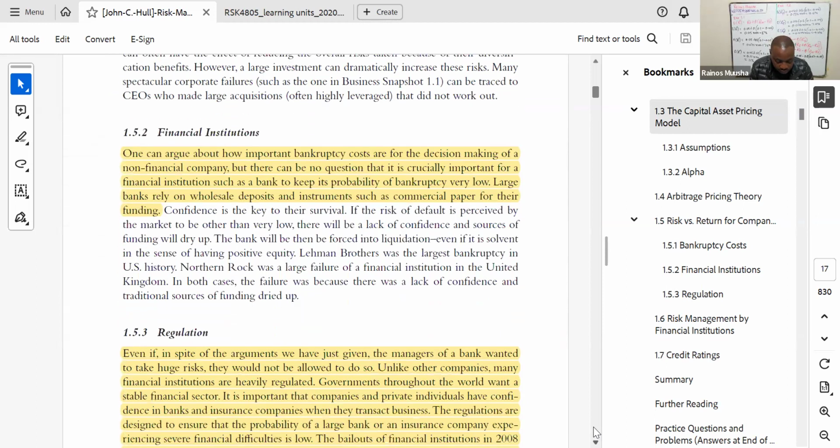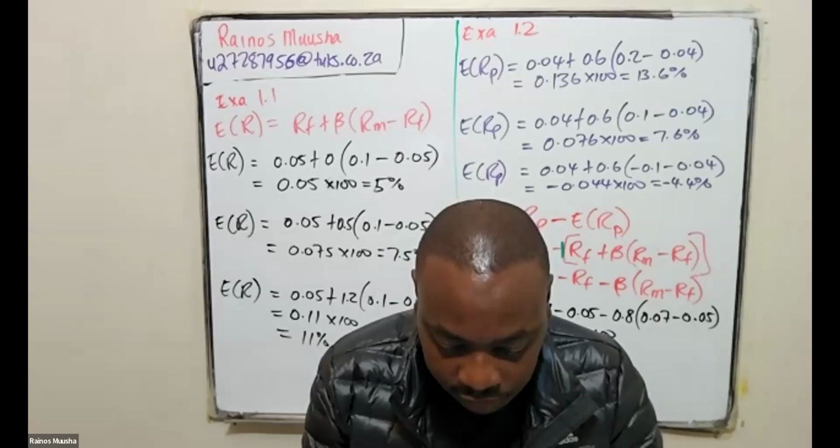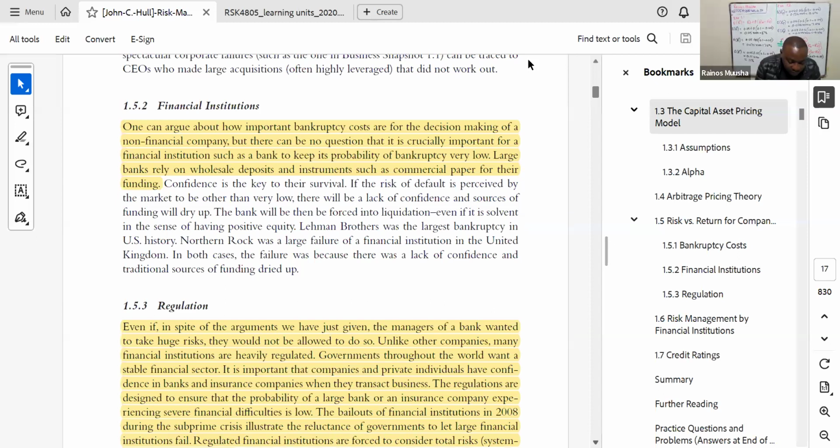In section 1.5.2, we also look at financial institutions. They say one can argue about how important bankruptcy costs are for the decision-making of a non-financial company, but there can be no question that it is crucially important for a financial institution such as a bank to keep its probability of bankruptcy very low. Large banks rely on wholesale deposits and instruments such as commercial paper for their funding. Because of that, they cannot afford to have a very high risk premium, because a high risk premium means the cost of borrowing is going to be high, and if the cost of borrowing is high, their profit margins are also going to go down.